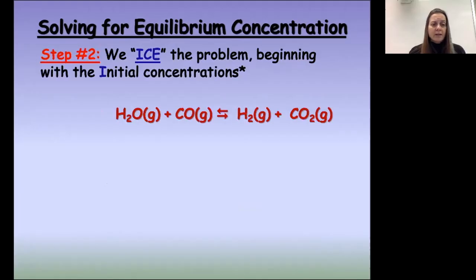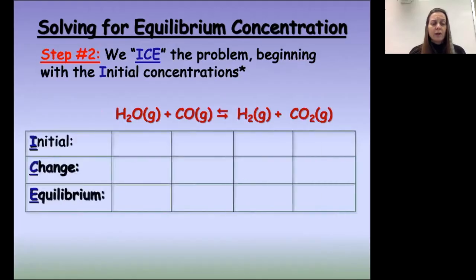ICE stands for initial, change, and equilibrium. So every time we do this, we're going to set up a table. I usually set it up underneath my equation so that I have those headers so I know what I'm talking about in each of my columns. So initially, I know that I have 8 molecules of water and 6 molecules of carbon monoxide, and I have no hydrogen and no carbon dioxide.